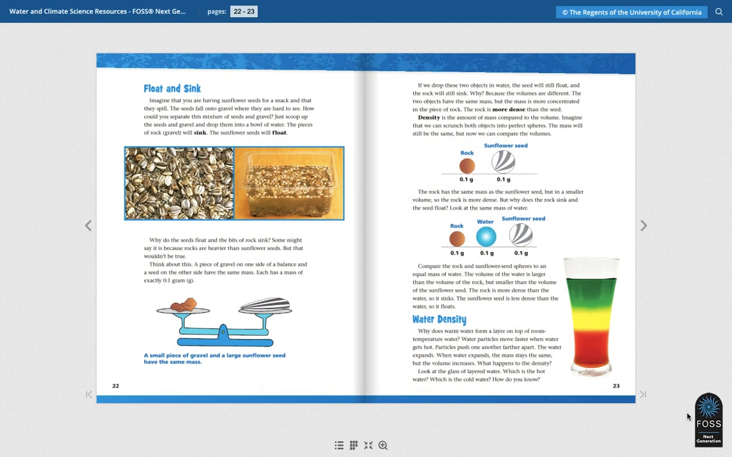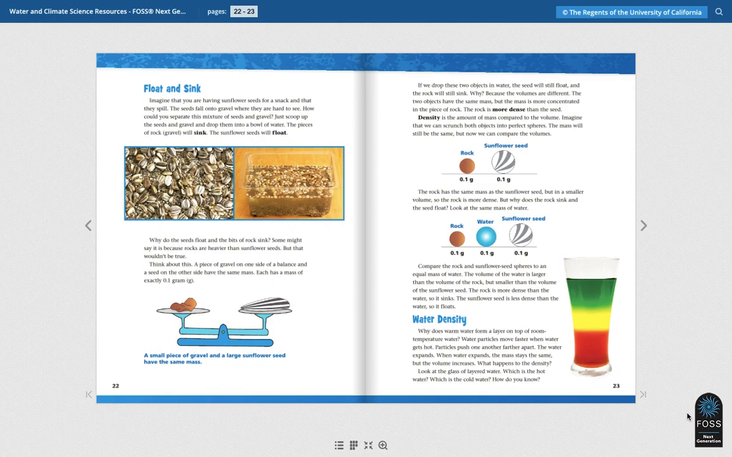Float and sink. Imagine that you are having sunflower seeds for a snack and that they spill. The seeds fall onto gravel where they are hard to see. How could you separate this mixture of seeds and gravel? Just scoop up the seeds and gravel and drop them into a bowl of water. The pieces of rock or gravel will sink. The sunflower seeds will float.